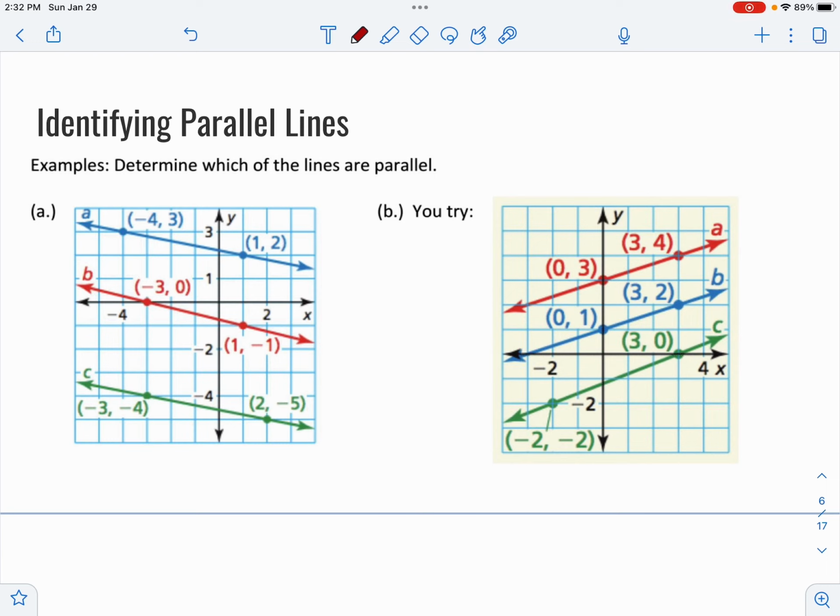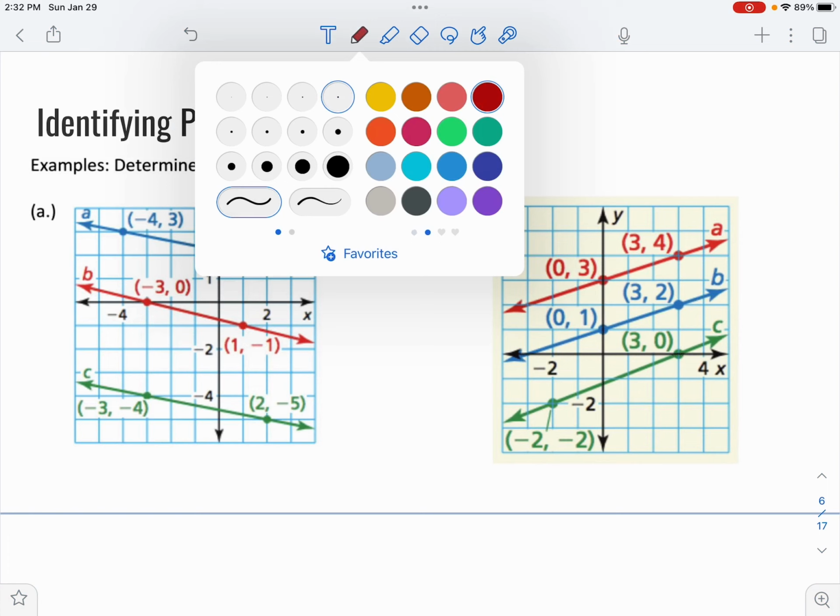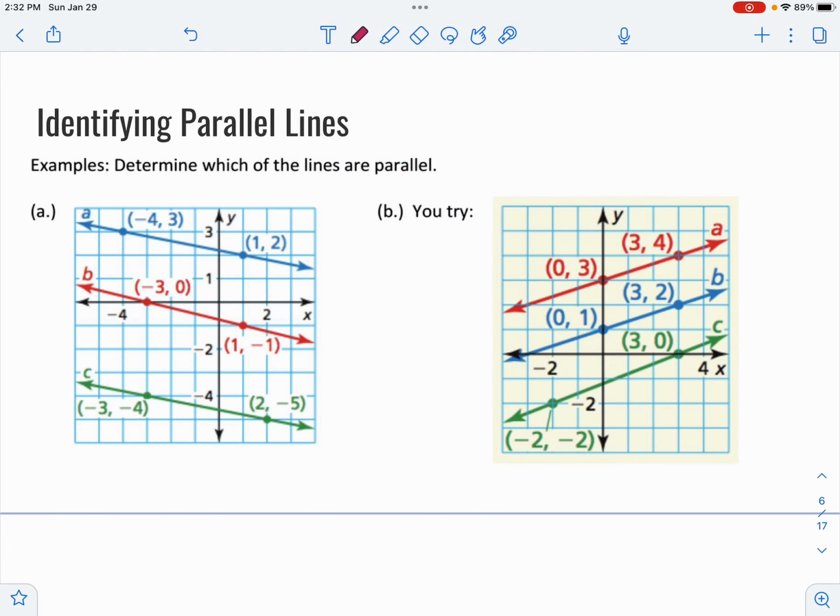So first examples, we're going to identify which of these lines are parallel. At first glance, for part A, they all look parallel. The graph is kind of zoomed in, but we can determine for sure by calculating the slopes. Looks like my scale is normal. That's the first thing that you always want to check for, your scale. Looks like we're going up and down and right and left by 1. That makes things a little easier for us.